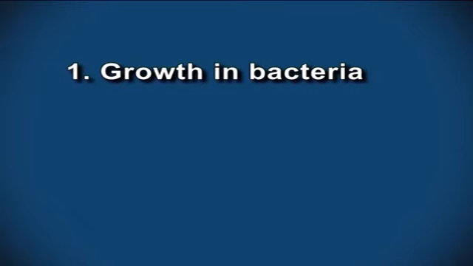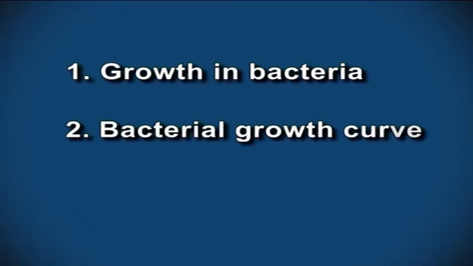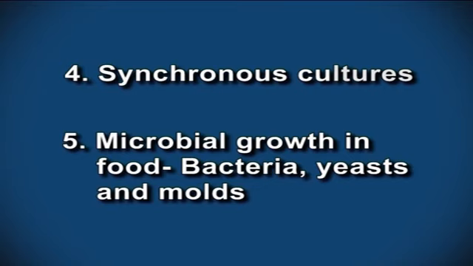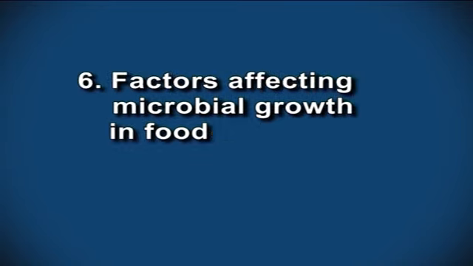This unit is covered in 6 sections. They are growth in bacteria, bacterial growth curve, diauxic growth, synchronous cultures, microbial growth in food: bacteria, yeast and molds, and factors affecting microbial growth in food.